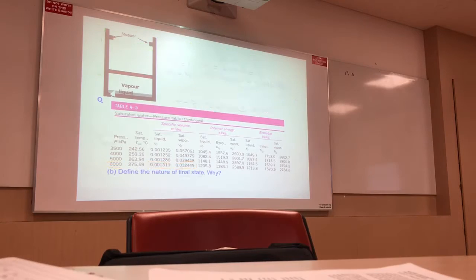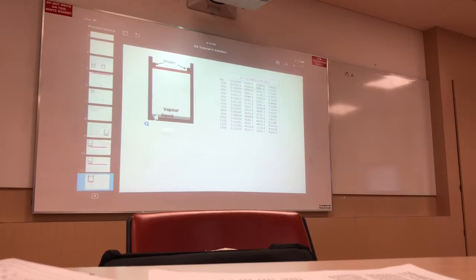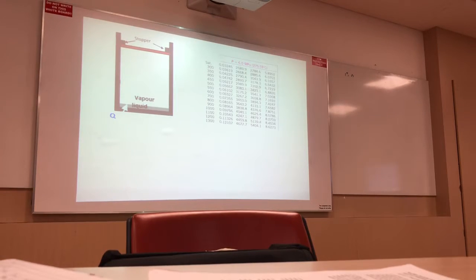Alright, so now, what is the final temperature? This is state 3. State 3 tells me I know V3. V3 is 0.1012 and P3 is 6 megapascal. So here, superheated vapor. And what is V3? V3 is here, right? 0.101 is here, right? Correct. Vg is here. This value is this one.